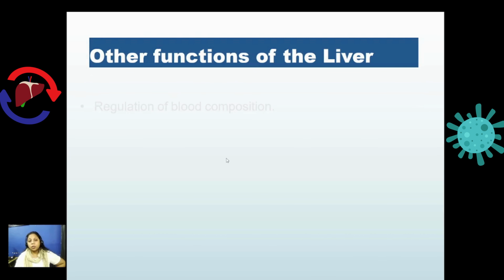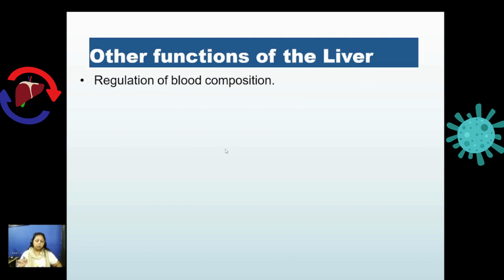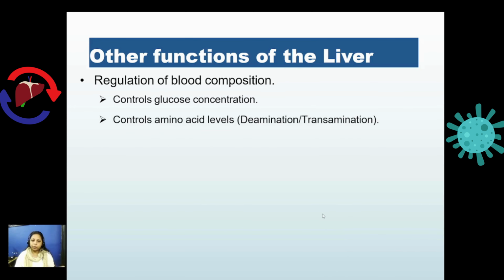Now, what are the functions of the liver? Number one, regulation of blood composition. As we have discussed earlier, it is responsible for making red blood cells and the decomposition of red blood cells. Number two, it controls the glucose concentration in our blood. The extra glucose is converted into glycogen if required. It controls the amino acid level. If there is more amino acid, definitely that is going to convert into urea.